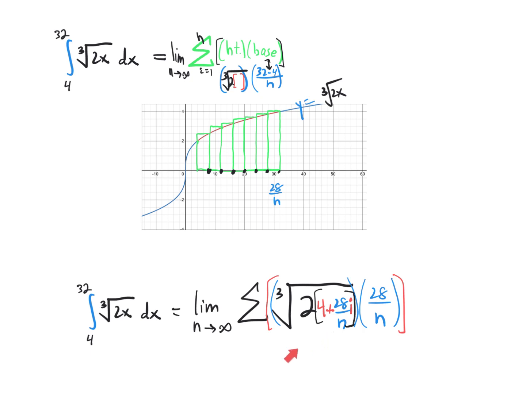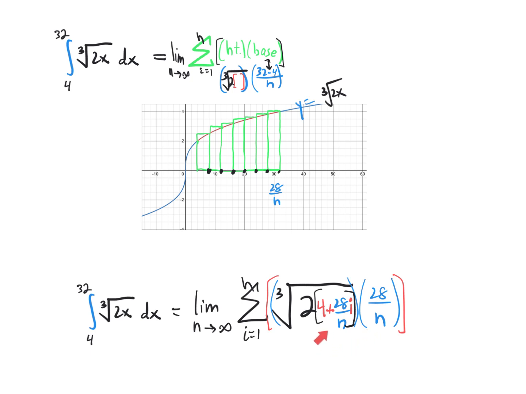There it is. This is the definition of the definite integral from 4 to 32. It's the sum of the infinite number of rectangles where each rectangle's area is base times height.